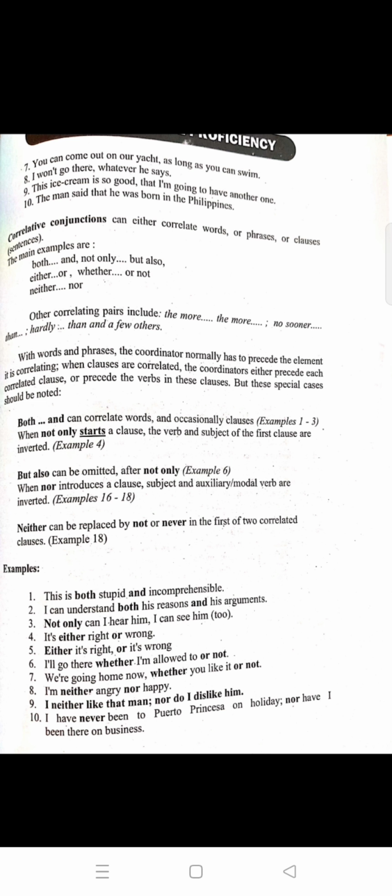So, unlike doon sa ating coordinating connectors, kapag doon sa coordinating conjunction, they are just trying to connect similar elements with equal value. Dito naman is nire-relate lang nila. I'll go there whether I am allowed to or not. So, there is what we call a relationship of the statements or of the words that are being connected. Kaya siya tinatawag na correlative conjunction.